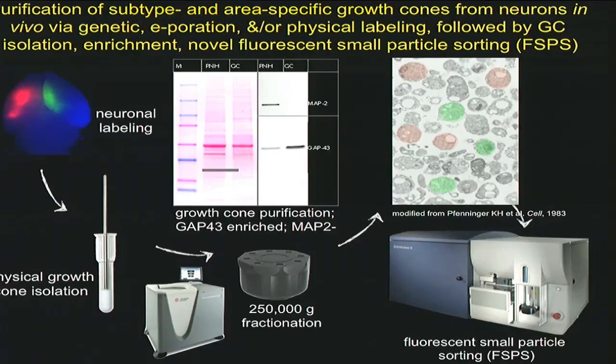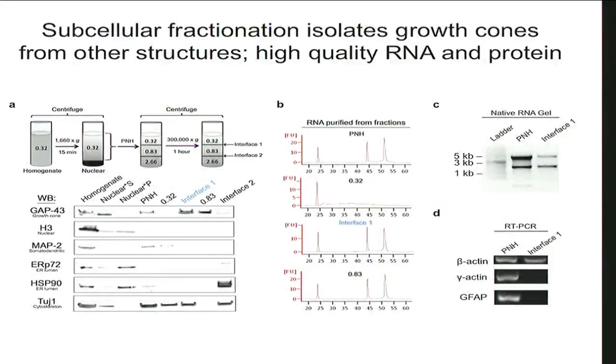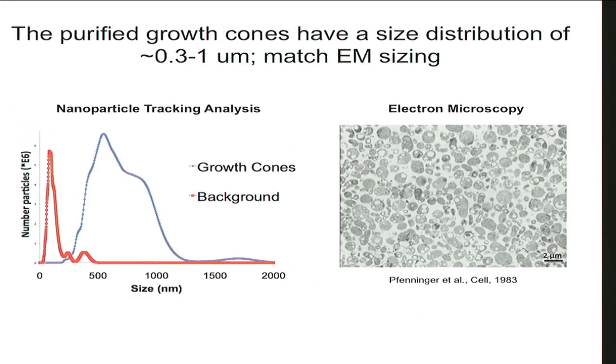We can do a fractionation, a biochemical isolation. We then teamed up with BD to come up with modifications of FACS sorting, but for small particles, and can purify those red or green or whatever colored growth cones out of the black background. They're all growth cones. I can tell you molecularly they're enriched. They have high-quality RNA and protein for fuller high-depth proteomics and transcriptomics.